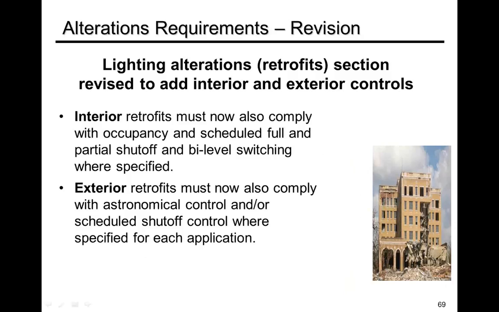So next, let's talk a little bit about alterations. There were some revisions here as well, basically to add more control requirements. Historically, when you did a revision, if you just changed the fixtures out, you just had to meet the LPD requirements and only basic controls. Now there's more of a requirement that you have to also comply with the basic occupancy and scheduled partial off bi-level switching type requirements. What's not included in that list, you'll see, is daylighting. That's a little more problematic, so those are not required when you're doing this type of retrofit.